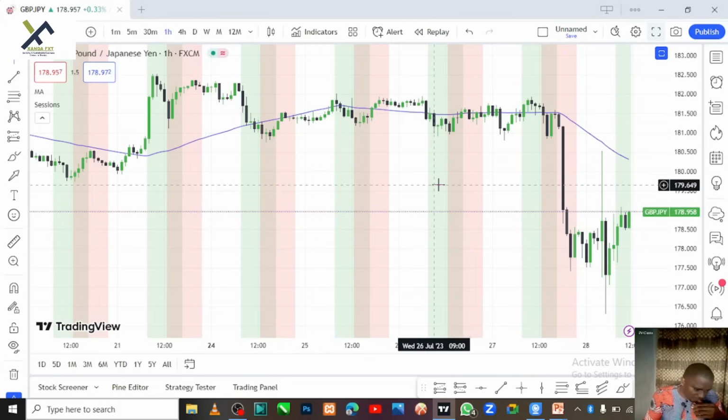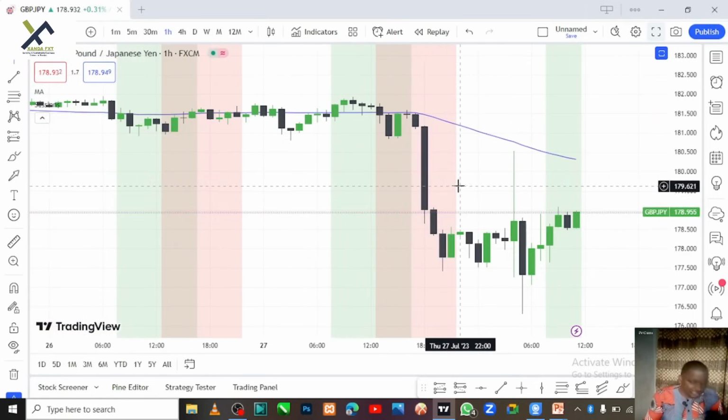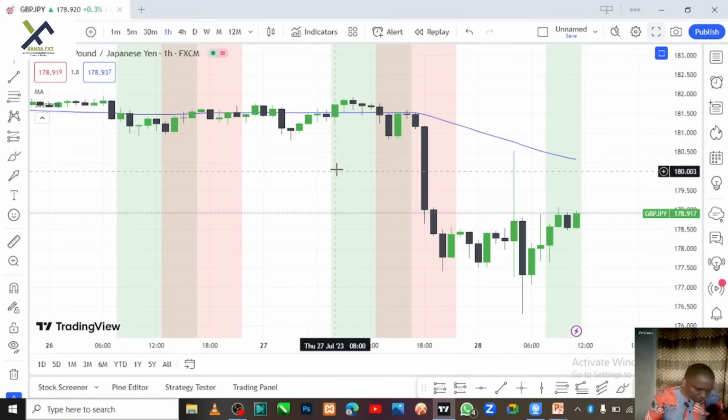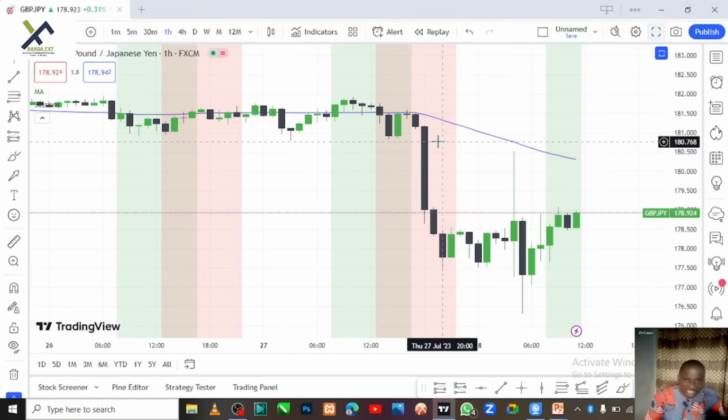If you look at my screen here, you will see something. Now, you will see that there are 3 major demarcations. You will see the white background, the green background, the red color, and the pink color. And these colors represent different trading sections.